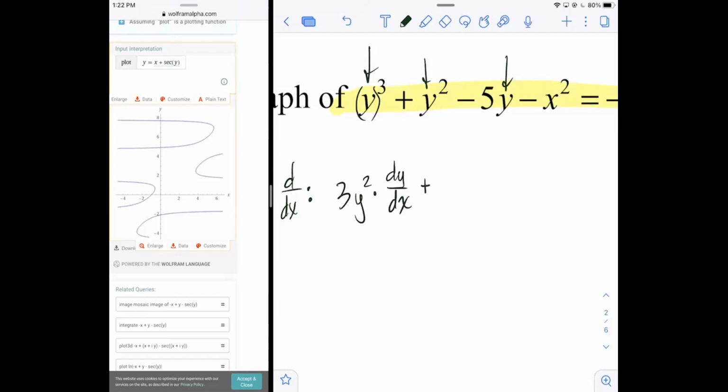All right, tell me what the derivative of y squared will be. 2y dy/dx. Very good. 2y dy/dx. That's kind of fun to say, right? 2y dy/dx.